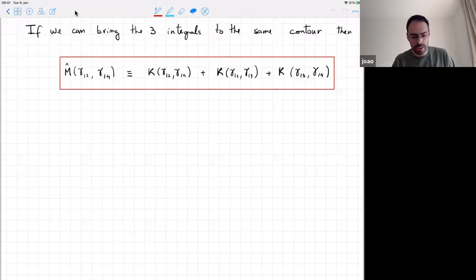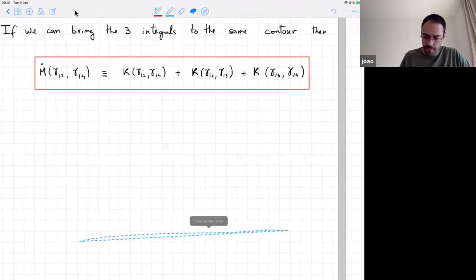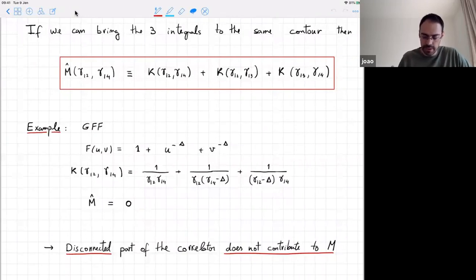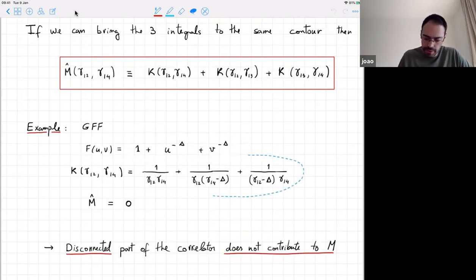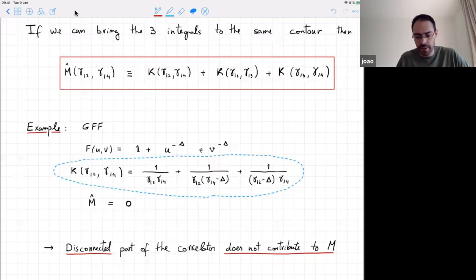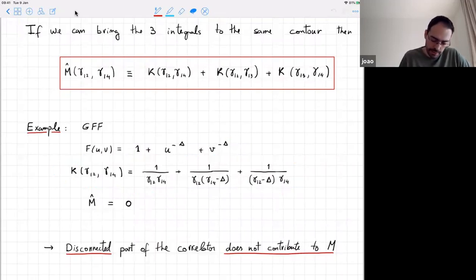So if we can do it, then the Mellin representation is just the sum of these three k functions that I defined to be the integral from 0 to 1 in u and v. For example, one example that already teaches us something: let's say we take generalized free theory. The four-point function is just the three channels of the two-point function. We can compute k explicitly, the integral is elementary. Then you sum the three k's related to the three regions, and you get identically 0 for the Mellin amplitude.